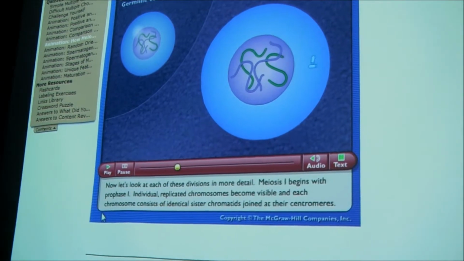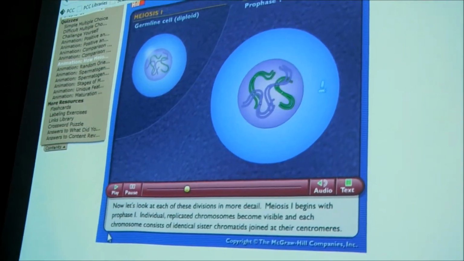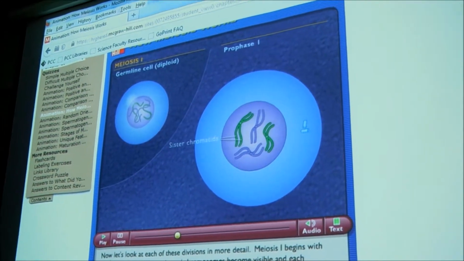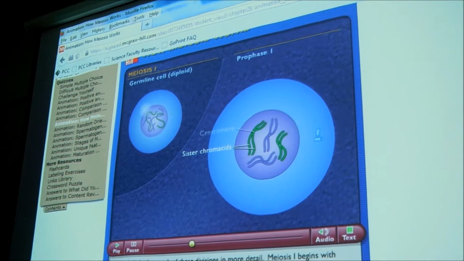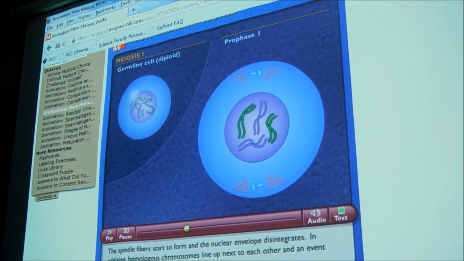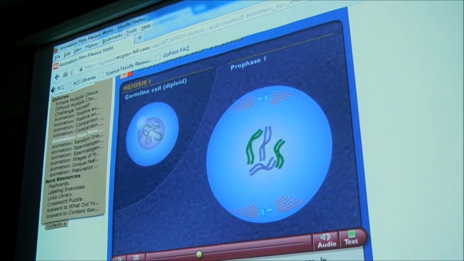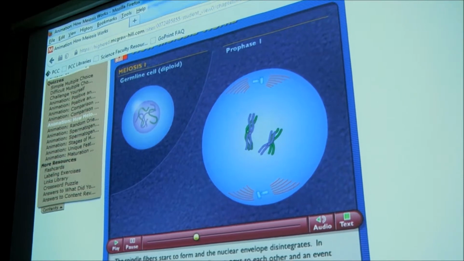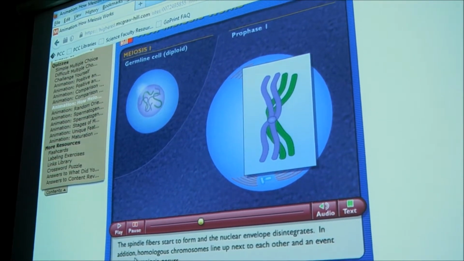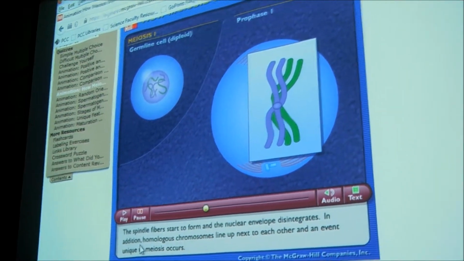Meiosis 1 begins with prophase 1. Individual, replicated chromosomes become visible, and each chromosome consists of identical sister chromatids joined at their centromeres. Remember that? The spindle fibers start to form, and the nuclear envelope disintegrates. In addition, homologous chromosomes line up next to each other, and an event unique to meiosis occurs. What is that unique to meiosis event occurring? Yeah, it's crossing over.